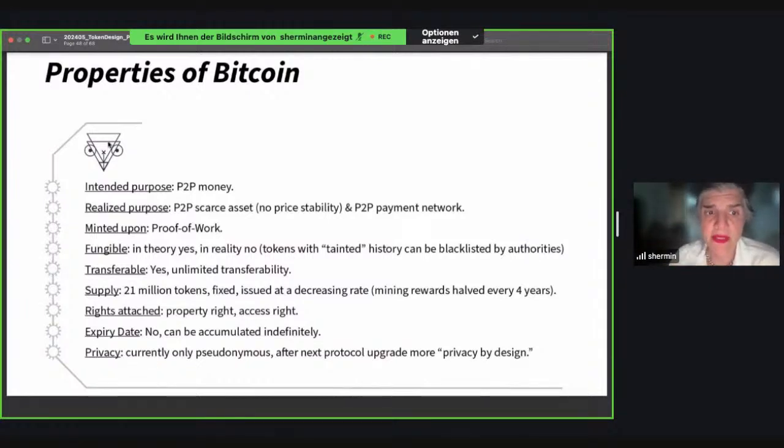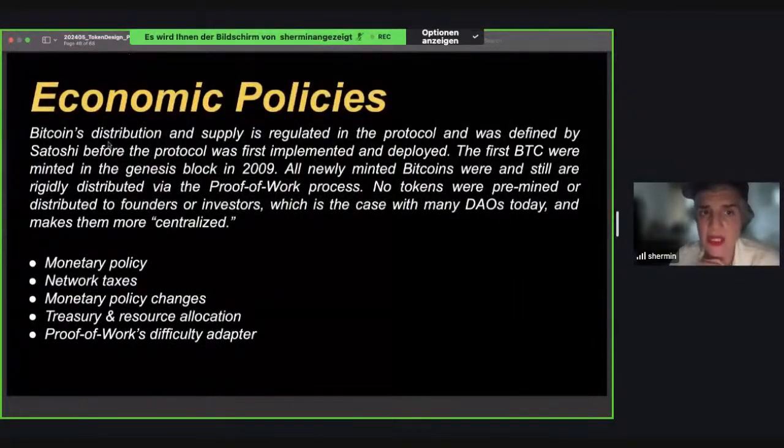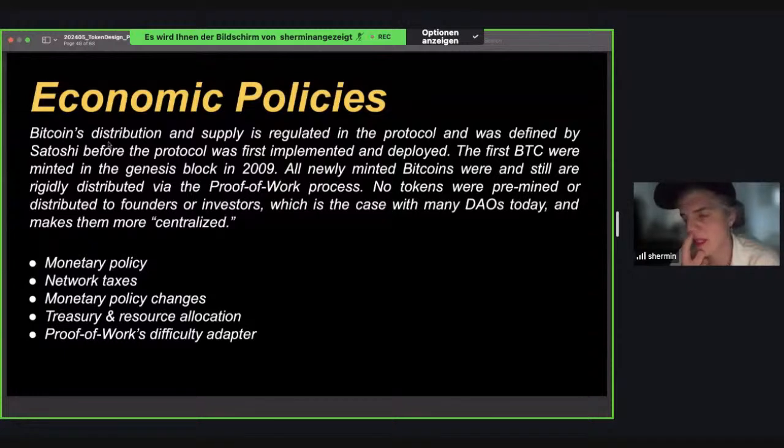We've talked about the properties of Bitcoin. Let's look at the economic policies a bit more in detail. Because of its property of being a fungible asset, it is a currency. Bitcoin has a monetary policy attached to it, right?